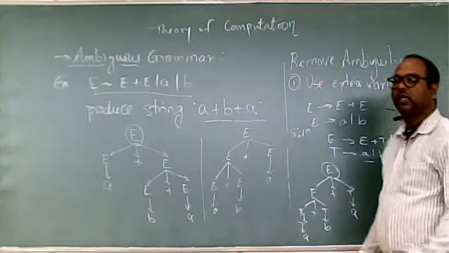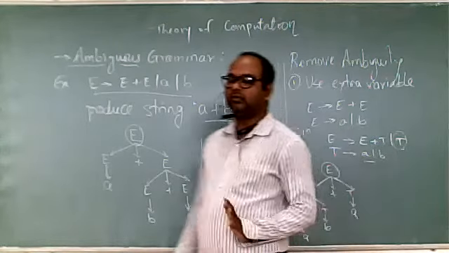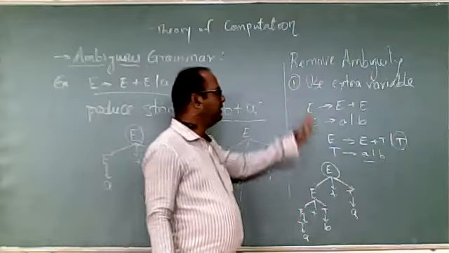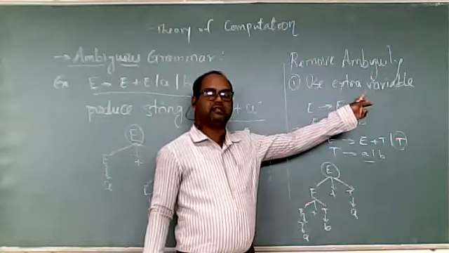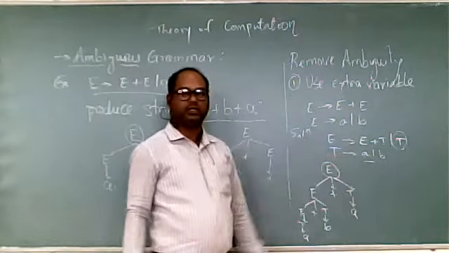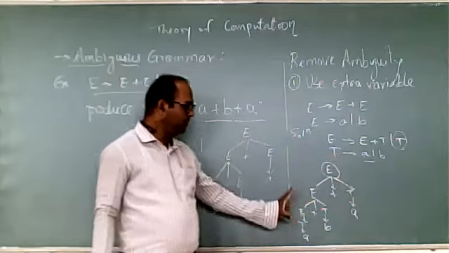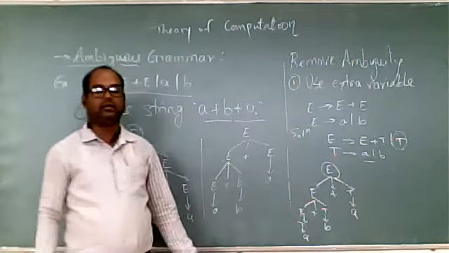As I said, there is no such standard method of removing the ambiguity. Here we are removing the ambiguity with the help of an extra variable. And after removing the ambiguity, we'll see that yes, only a single tree is available.